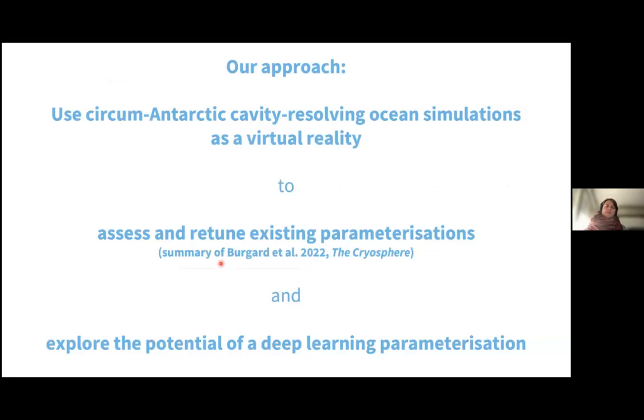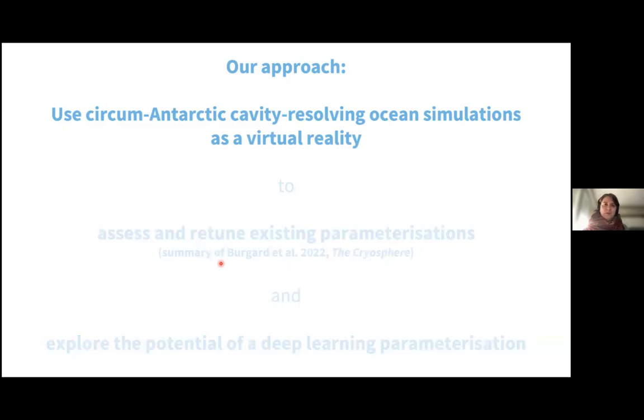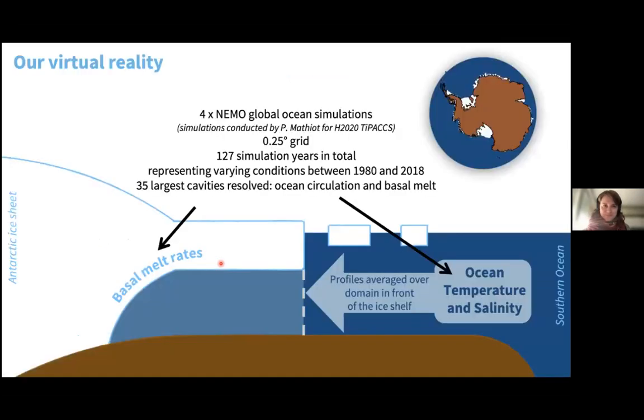And so what we have been working on is to use this approach, but on a circum-Antarctic level, by using circum-Antarctic cavity resolving ocean simulations that we use as a virtual reality to assess and retune existing parameterization and then explore the potential of a deep learning parameterization. So before going into the parameterization, I just quickly want to present what our virtual reality looks like, because it will be our reference for the rest of the talk. And I hope that you can be convinced that we can use it as a reference, keeping in mind that it is virtual reality and a model.